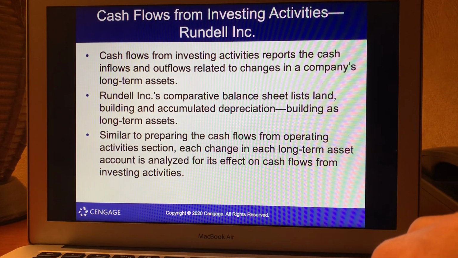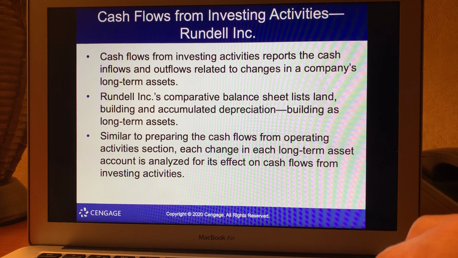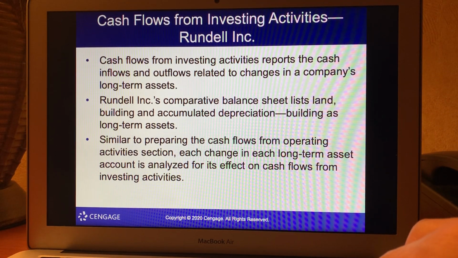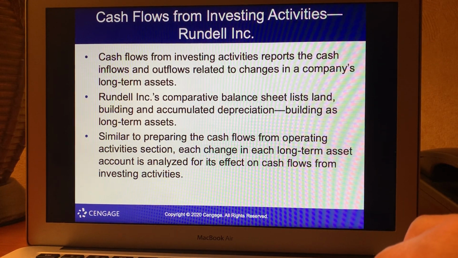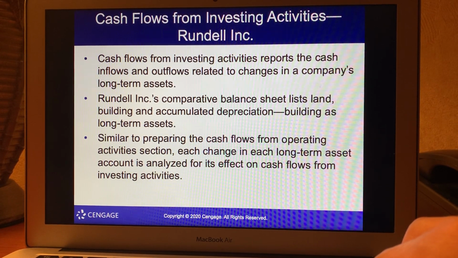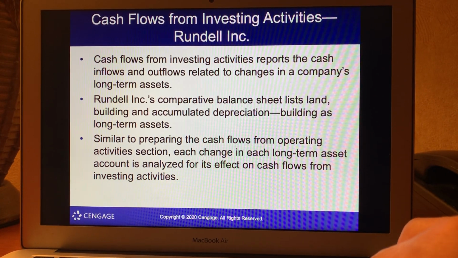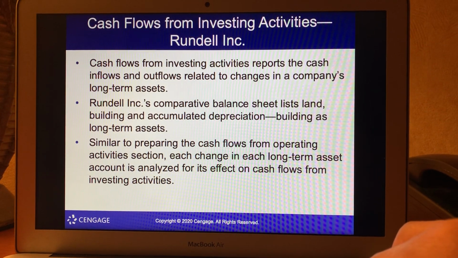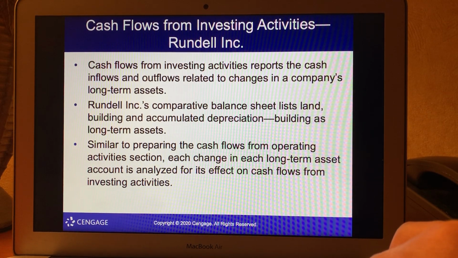Okay, so cash flow from investing activities, Rundell Incorporated. So cash flows from investing activities reports the cash inflows and outflows related to changes in a company's long-term assets. So the comparative balance sheet lists land, building, and accumulated depreciation building as long-term assets. Similar to preparing the cash flow from operating activities section, each change in long-term assets account is analyzed for its effect on cash flows from investing activities.